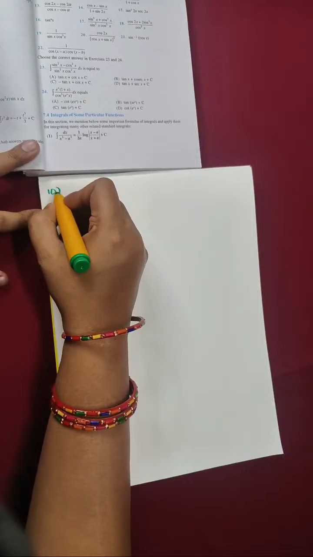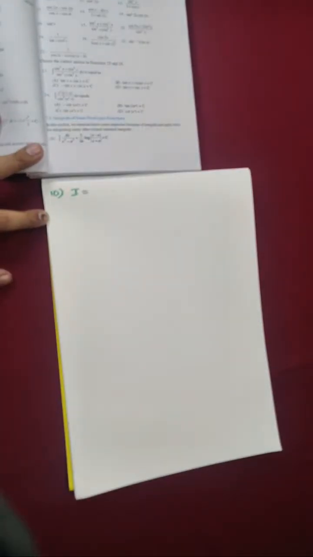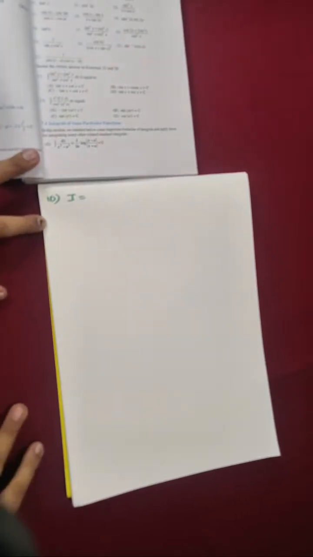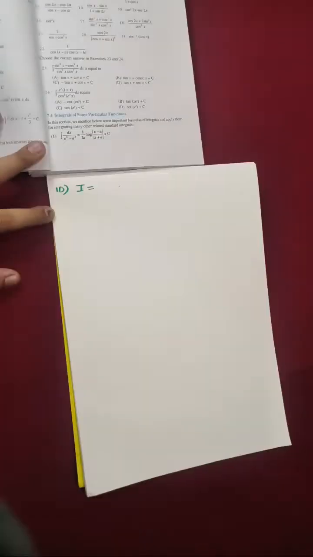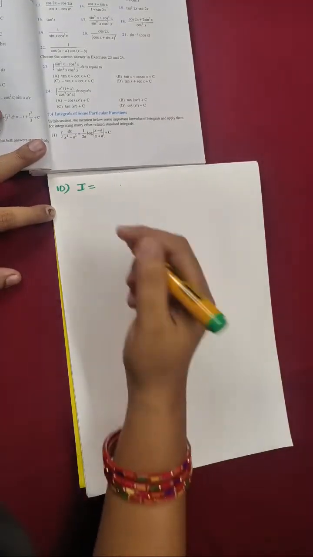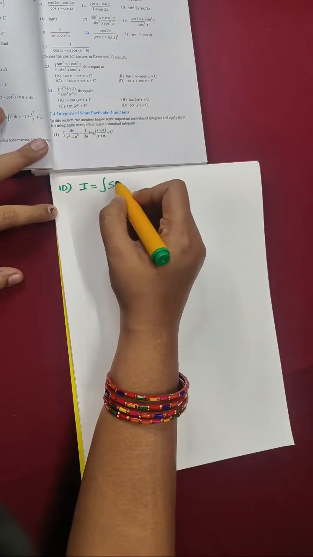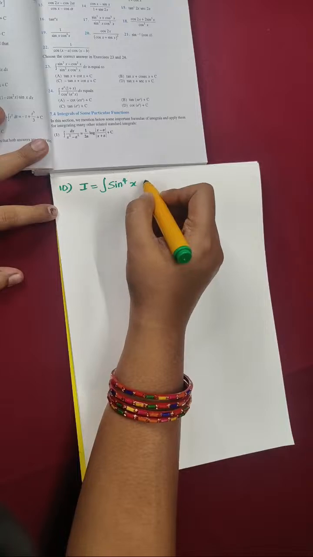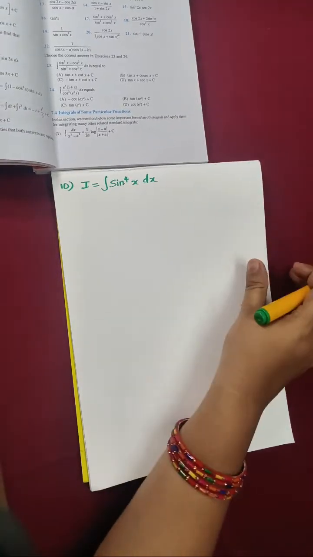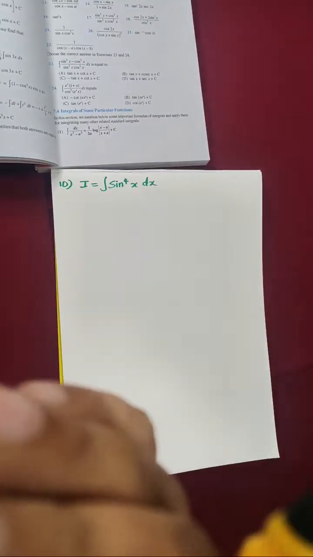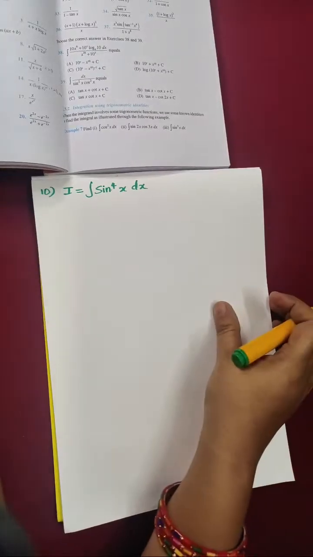So question number 10, I equal to... if you can't see clearly, let me know so that I can adjust the screen accordingly. Yes. So I equal to integral of sine power 4x dx. I hope you remember the formulas we discussed yesterday, isn't it? So, how to solve this question?